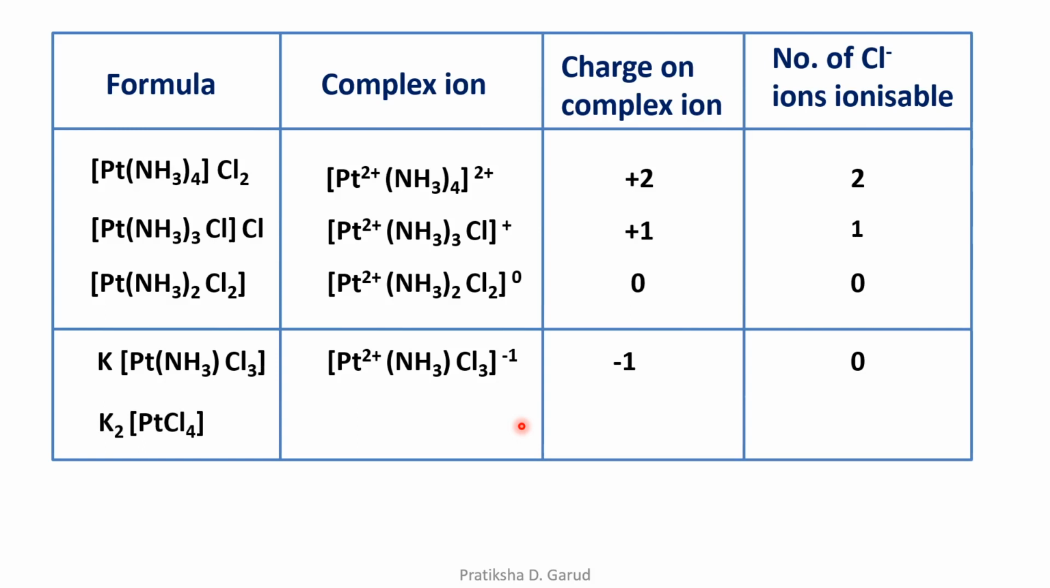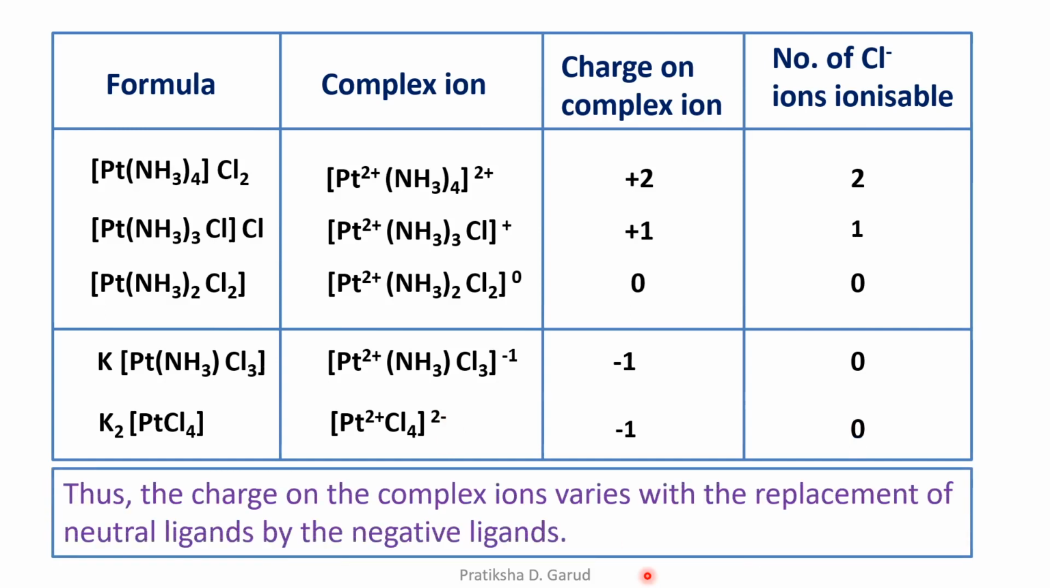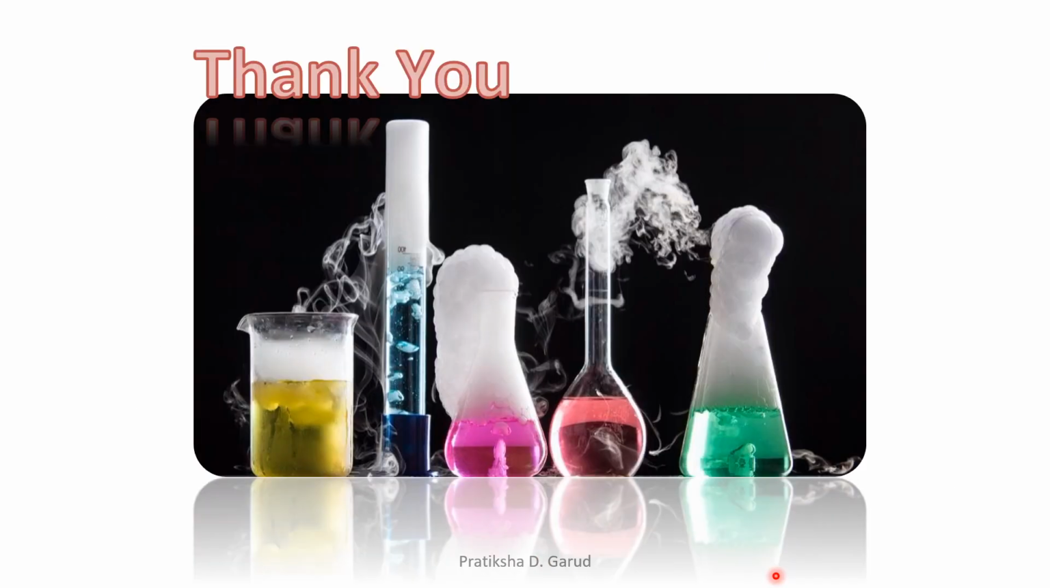Next, K2[PtCl4]. Similarly, the complex ion becomes [PtCl4]2-. The charge on the complex is -2, not -1. Instead of -1, here it is -2, and hence the number of ionizable ions is 0. So we can say that the charge on the complex ion varies with the replacement of neutral ligands by negative ligands. Thank you. So this is regarding Werner's theory of coordination compounds.